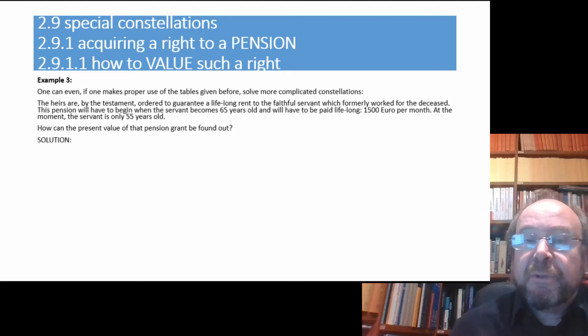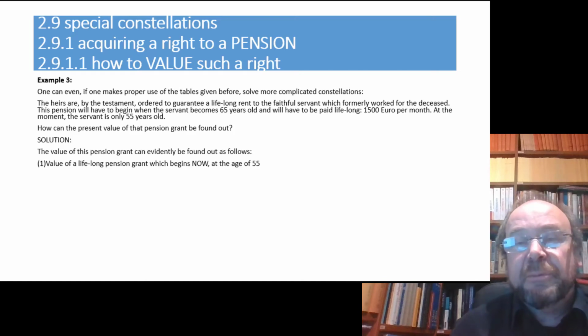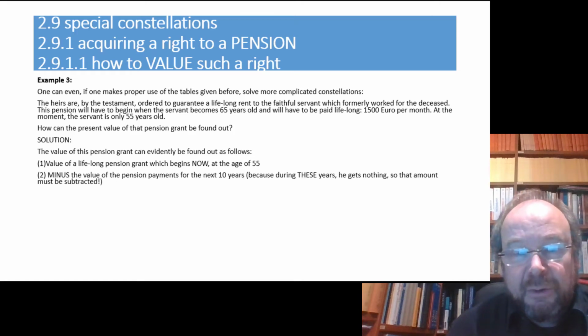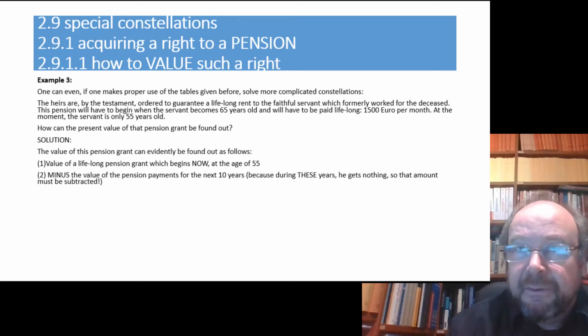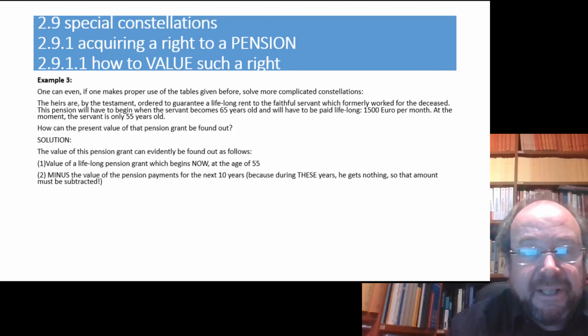Well, my approach would be the following one. This is the value of this pension grant completely if it were to begin from now onwards, at age 55. And then we would deduct the fixed amount of the pension payments for the first 10 years, because that is what our FFS, the faithful former servant, does not get. So you deduct the value of the payments for the first 10 years. The difference should then be what remains, the value nowadays, market value or tax value, for all the payments which begin in 10 years and then last till the end of the life of our friend here.